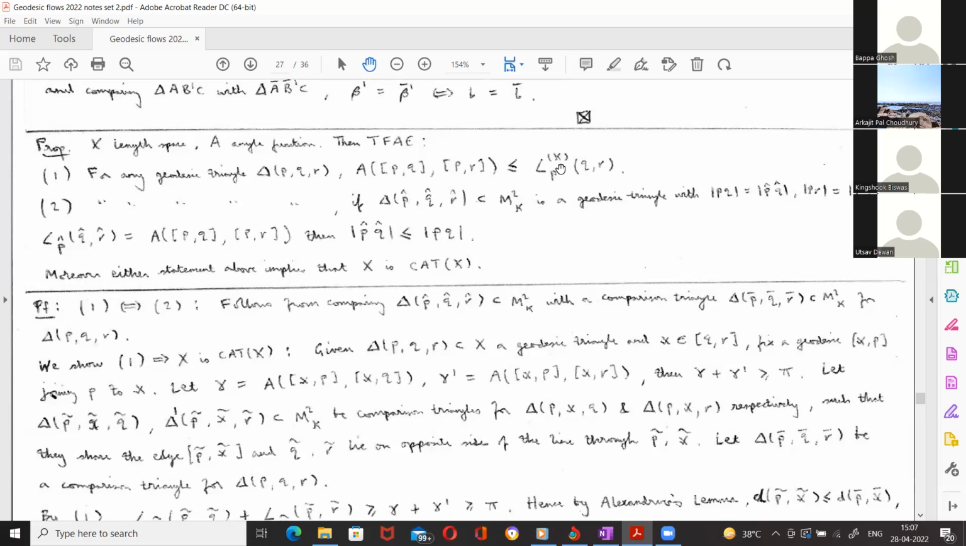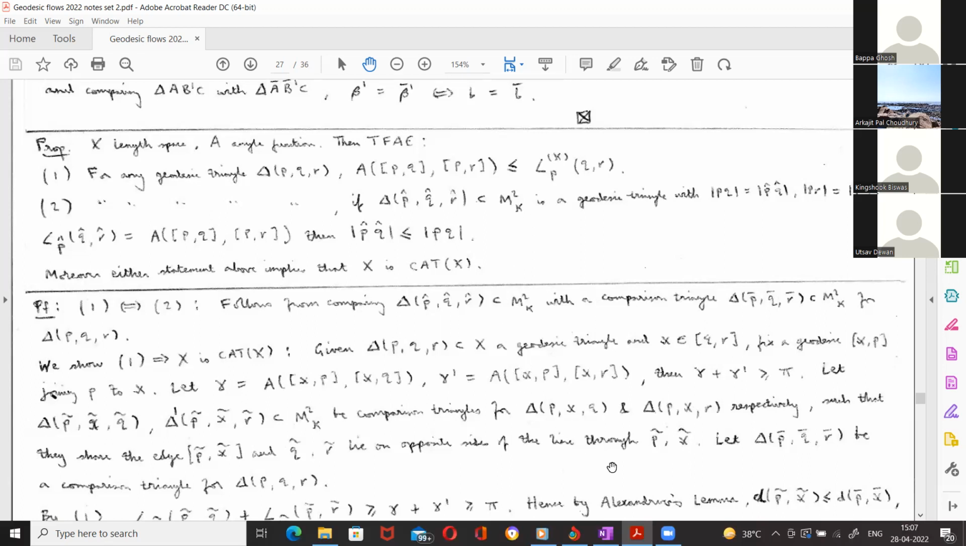All right. So for example, if I had a Riemannian manifold where the Riemannian angle is always less than or equal to the comparison angle, then my manifold would be cat kappa. Okay. All right. So that's what we're going to use to prove a later theorem. Okay. So if the Riemannian angle is less than or equal to the comparison angle, then the manifold will be cat kappa. Okay.